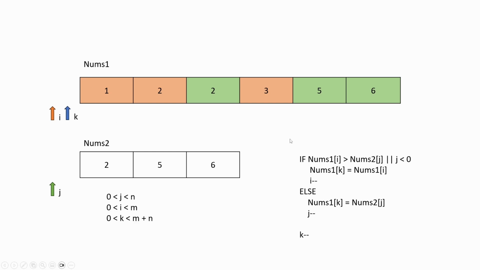So we know that the variables, our pointers here, J will start with n and go down until 0. Our pointer I will start with m and will go down until 0. And our pointer k will start with m plus n and will be decreased until 0. And after that, we're gonna stop our program to verify this condition. And basically, this is the program we're gonna make. Now let's code it with JavaScript.